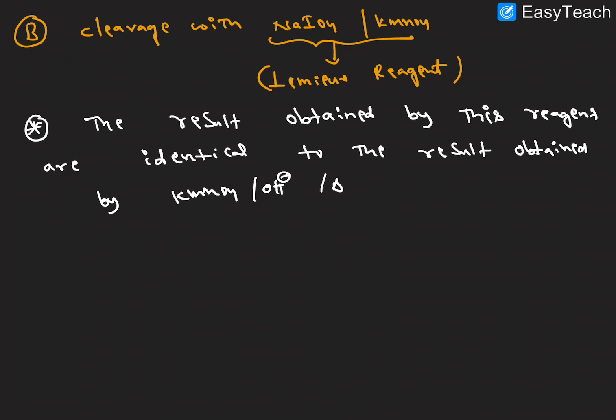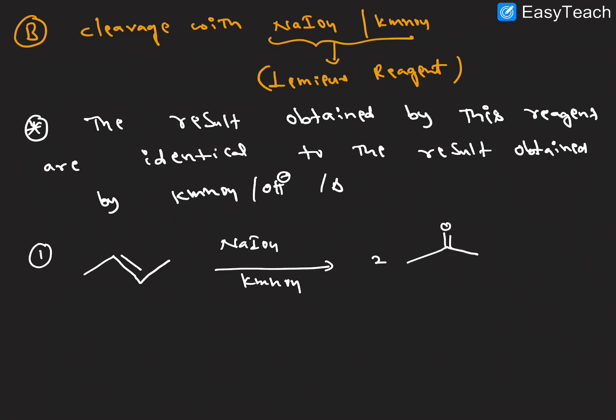Let us discuss an example. Example number 1, we can take 2-butene. This is 2-butene, treated with NaIO4 and KMnO4, a combination of both. So 2 moles of ethanoic acid will form on cleavage of this bond, right?